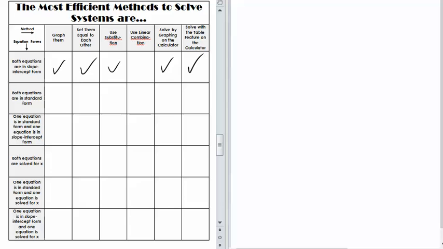If both equations are in standard form, we really only have one choice other than to change them into y equals. So standard form would be something like 2x minus 3y equals 12 and negative 2x plus 4y equals 13. We can't graph this easily, so we wouldn't use graphing. We can't set them equal to each other because we don't know, pardon me, this should be a y. We don't really know what to set equal to each other.